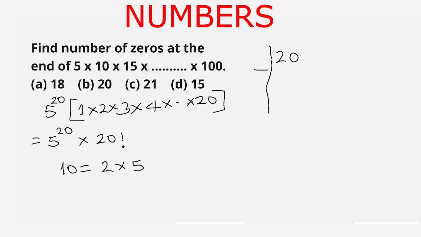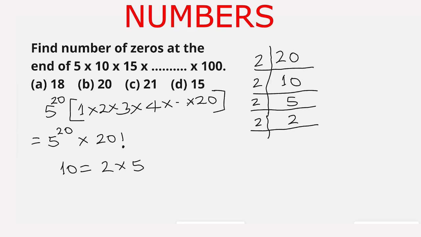So we successively divide 20 by 2. 2 divides 20 for 10 times. We again divide 10 by 2. It divides 10 for 5 times. We again divide 5 by 2. It divides it for 2 times. We further divide 2 by 2 and it divides for 1 time. Now we will add all these successive quotients. 10 plus 5 is 15, plus 2 is 17, plus 1 is 18. So the maximum power of 2 is 18.